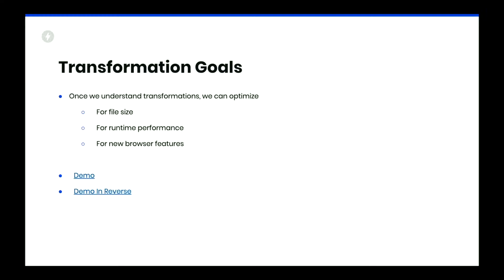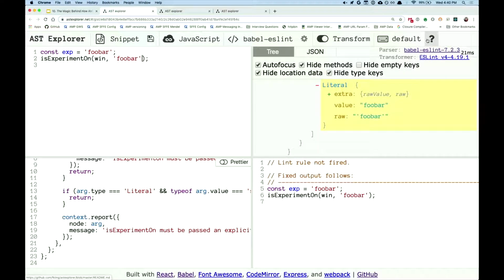And once we have transformations, we can set goals for them. We can optimize for file size. We can optimize for runtime performance. We can enable new syntax features that are not available in older browsers by doing transformations for them. And these are really, really fun to write. I really like this part. So back to demo mode.